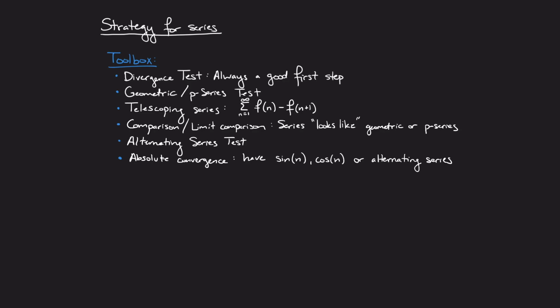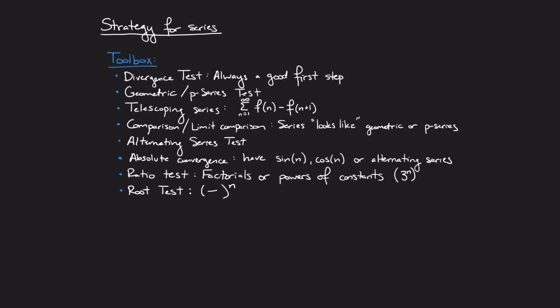And finally, in the last lecture, we introduced the ratio test and the root test. The ratio test is useful for series containing factorials or powers of constants, like 3 to the n. And the root test is useful when the series looks like something raised to the nth power. And there we have it. These are all of the tools that we can use to determine whether a series we come across converges or diverges. To end this video, I thought it might be good to go through a rapid-fire round of examples and identify which test we would use in each case.